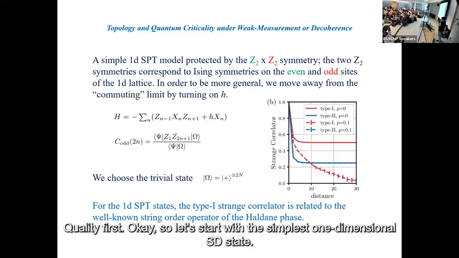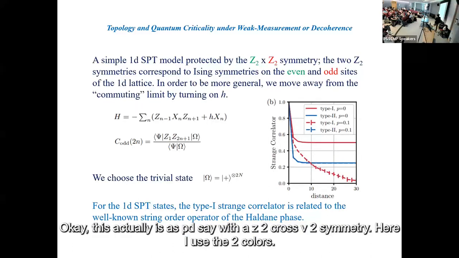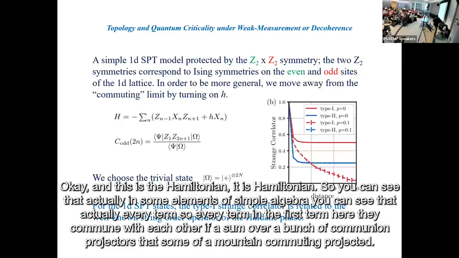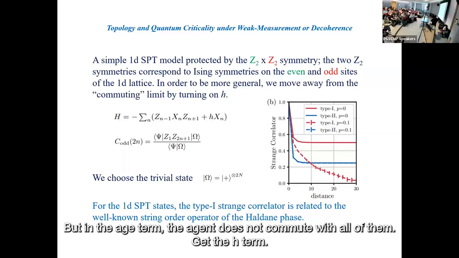Okay, so let's test this quantity first. Let's start with the simplest one-dimensional SPT state. This is an SPT state with a Z2 times Z2 symmetry. Here I use two colors, okay? And this is the Hamiltonian. After some simple algebra, you can see that every term in the first term here commutes with each other. It's a sum over a bunch of commuting projectors. But the H term does not commute with all of them.